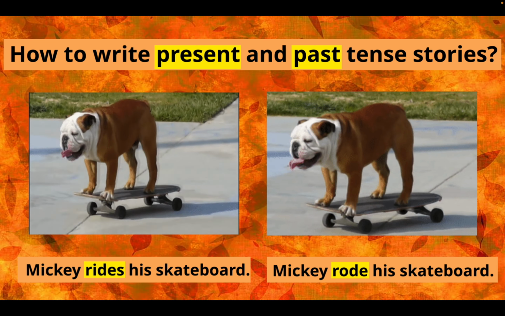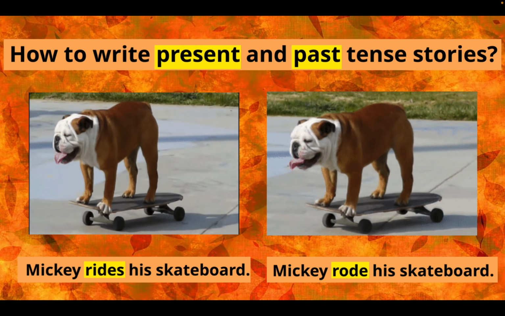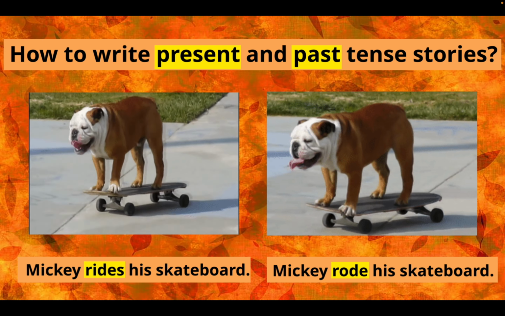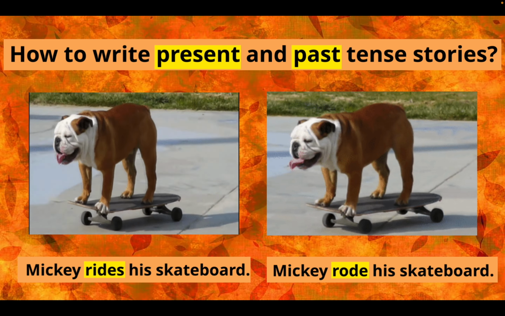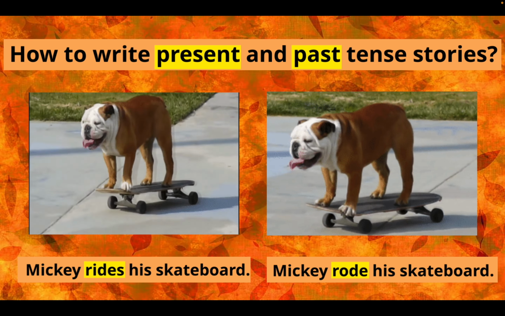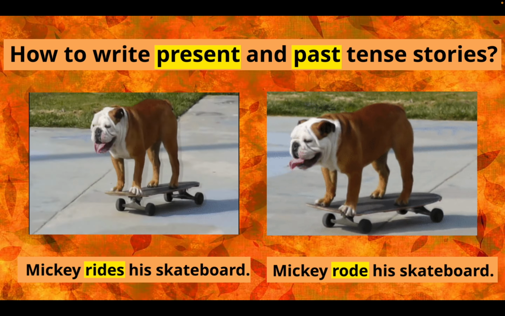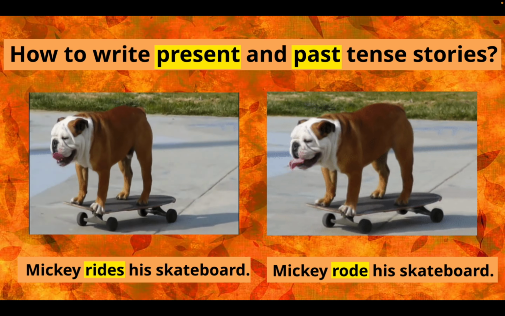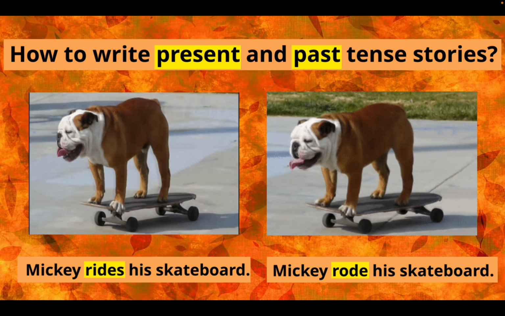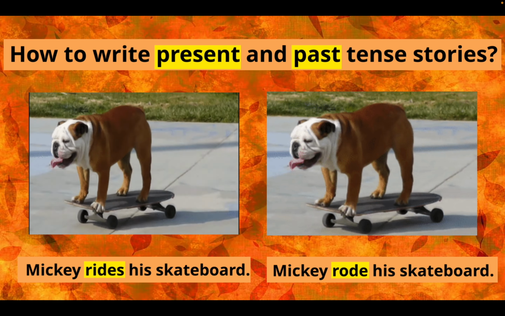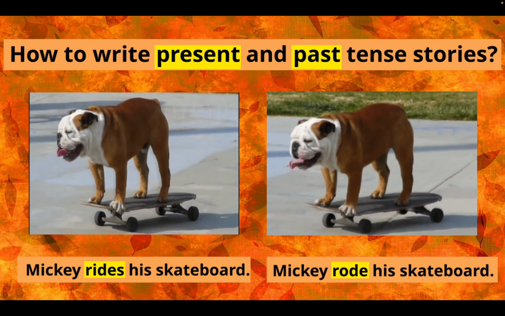Mickey rides his skateboard. That means the event is happening right now in the present, so rides is the present tense. Mickey rode his skateboard. The past tense of rides is rode. That means the event has already happened. And rode is an irregular verb because it is changing the spelling of the verb rides.